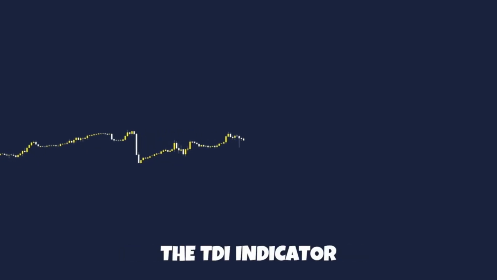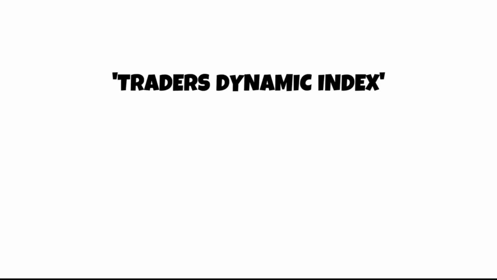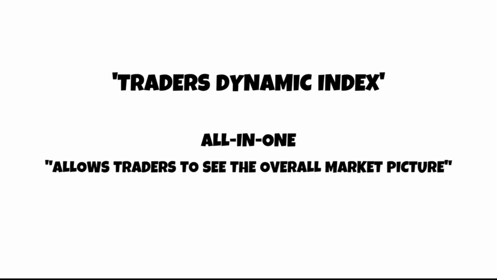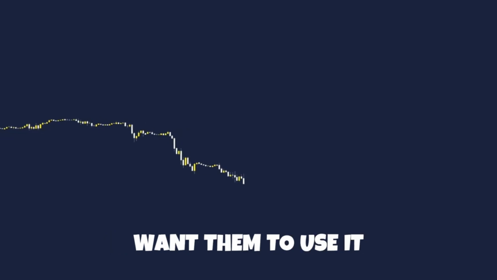A couple of weeks ago, I released a day trading strategy video, a guide on how to actually trade the TDI indicator successfully. Now, if you didn't see or don't know what the TDI is, don't worry. TDI stands for Traders Dynamic Index, and it's essentially an all-in-one indicator that allows traders to see the overall market picture. I did explain in a previous video that most traders fail with this, and this is because they trade it how the market makers want them to use it. And not only that, but they trade it on a lower time frame and don't check what's really going on on the higher time frame. So let's check this out.